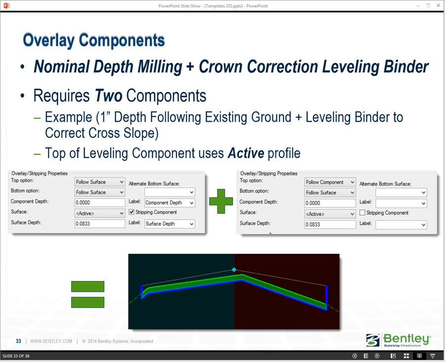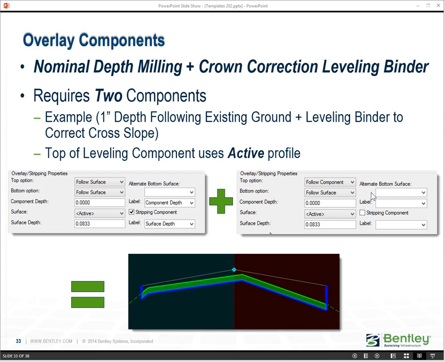Now it's time to begin to combine what we have learned. In this next example, we want to go ahead and use our nominal depth milling that we did earlier, but we want to add a second component that essentially corrects our cross slope by filling our milling section back up with leveling binder and then taking that leveling binder all the way to the profile grade location. So you can see we have essentially two templates, or two overlay components. We have the stripping, which is following the surface for top and bottom, and then we give it that 1 inch surface depth. It is a stripping component, and we have a parametric constraint label.